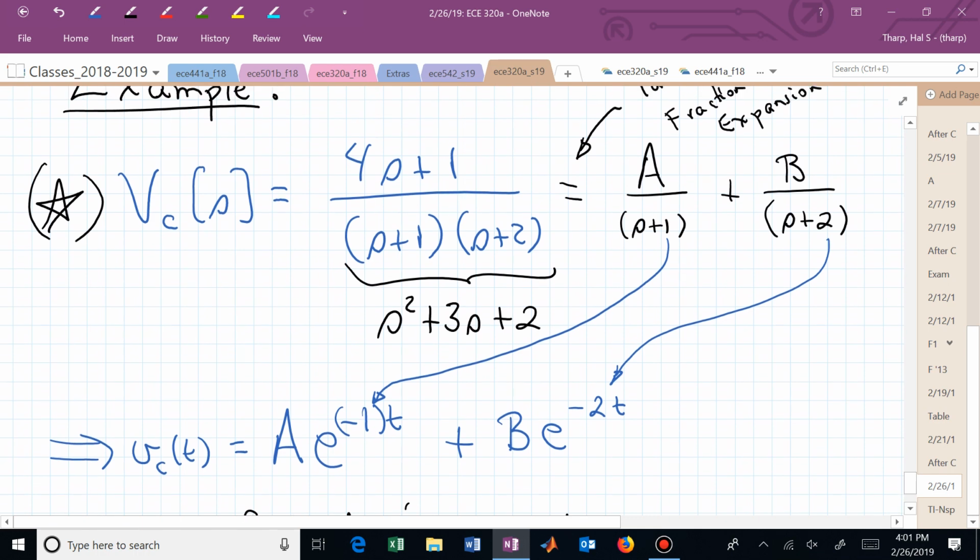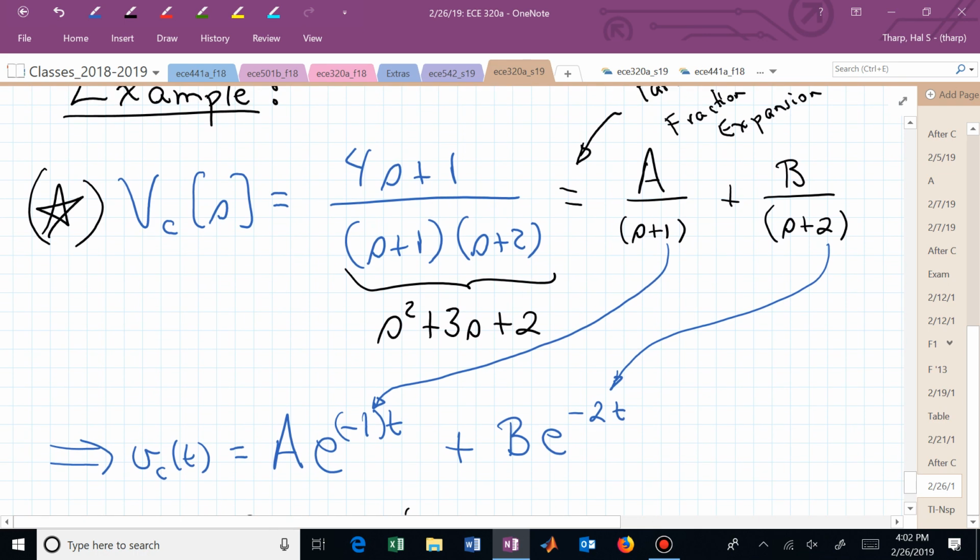Or if we come back here and we said, oh, I want to solve for a, I can't illustrate this in the video, but I can do it in class. I can cover up this s plus 1 factor and then evaluate what's remaining at the value of s that would cause that s plus 1 factor to equal 0. Or I just replace s everywhere with minus 1. That's what's meant by the cover-up method to find a.